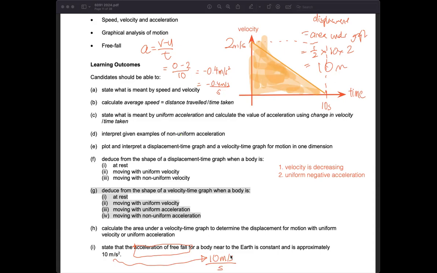How does it look in a graph? If I were to draw a velocity time graph, every second you'll increase by 10. At 2 seconds, you'll be at 20. 3 seconds later, you'll be at 30. So this is how the speed of things will increase when they fall on Earth. Every second, your speed increases by 10.